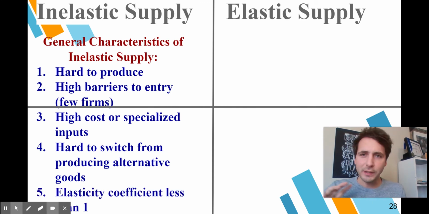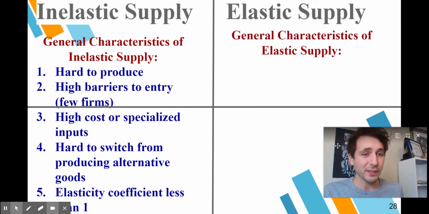And then finally, just like the elasticity of demand, we have a coefficient, which is the percent change in quantity over the percent change in price. And so if the quantity is changing at a smaller rate than the change in price, as we have with inelastic, insensitive, quantity doesn't change a lot, price changes a lot, you're going to have a coefficient of less than 1 as a result.